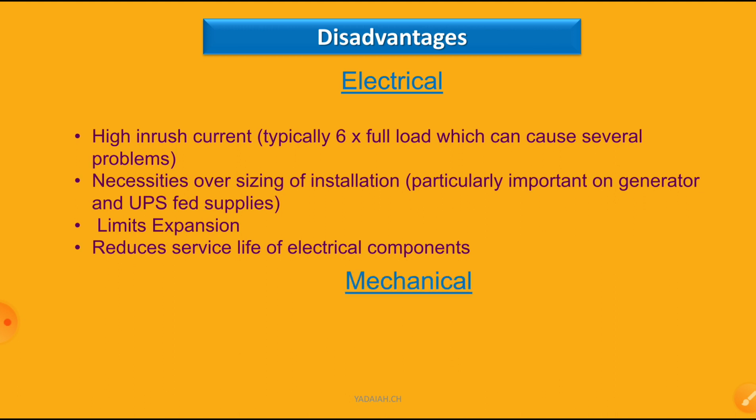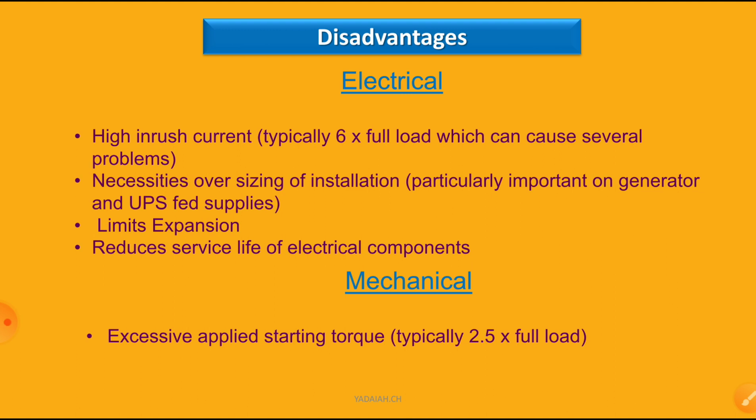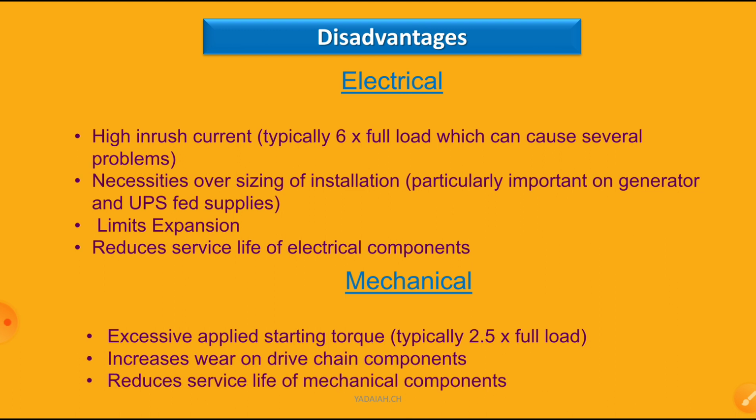Coming to the mechanical point of view, there is excessive applied starting torque, typically 2.5 times the full load, that impacts the motor. That means the starting torque is very high, which increases the wear on drive chain components and reduces the service life of the mechanical components. Okay, these are some mechanical disadvantages in the direct on line starter. These are the topics regarding the direct on line starter.